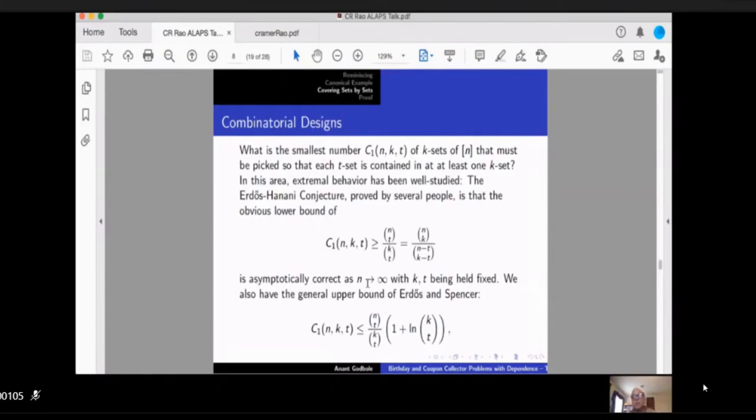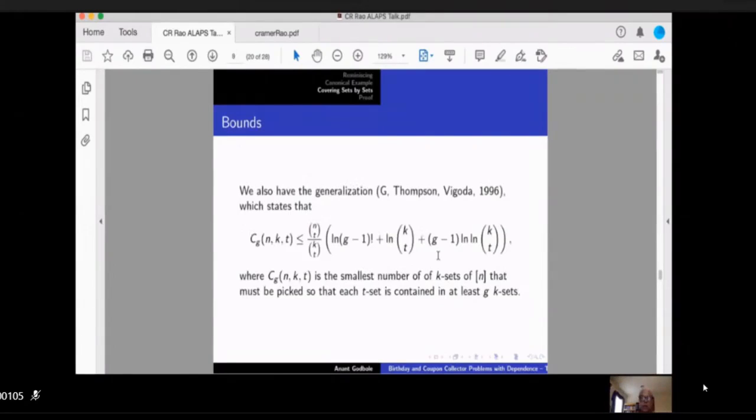This was proved first by Rödl. But what if n is not going to infinity? If you just have n, k, and t, then you have this kind of an upper bound that Erdős and Spencer proved: n choose t over k choose t times 1 plus log of k choose t. Notice that this can also be written as n choose k over n minus t choose k minus t.